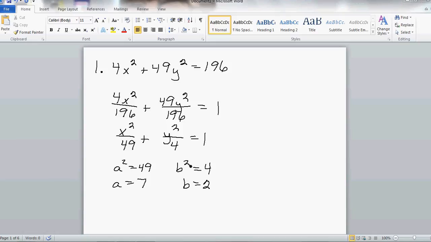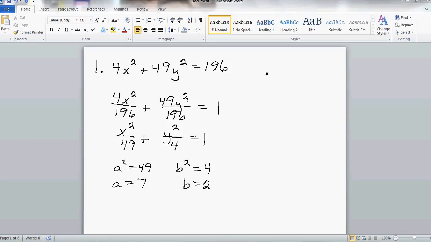Now normally we would have to take both the positive and the negative, but a and b in these cases represent a distance, and so it doesn't really make sense to have a negative 7 for the distance. Now what we are asked to do is find the foci and the vertices.